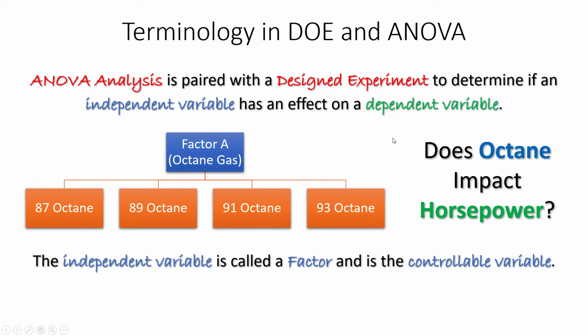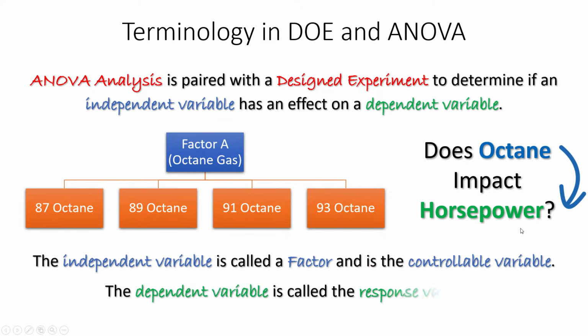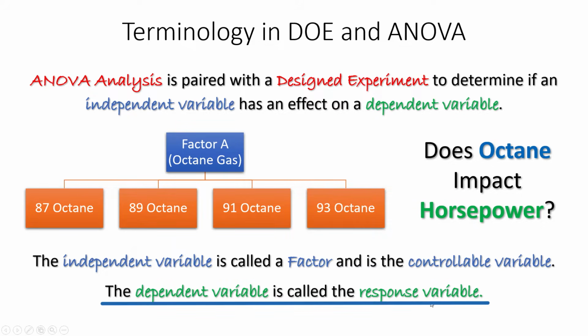So in relationship to this example, the independent variable is often what we call a factor. In an experiment, we identify factors and we vary them at multiple levels, and we call that the independent variable. You'll also hear it called the control variable. Now, what we care about is the impact that our independent variable has on our dependent variable. So in this example, the dependent variable, which is often called the response variable, is horsepower. We want to optimize for horsepower. We want to maximize horsepower.